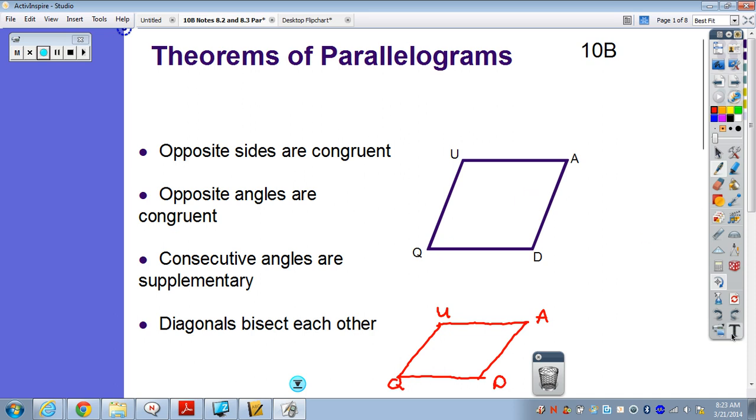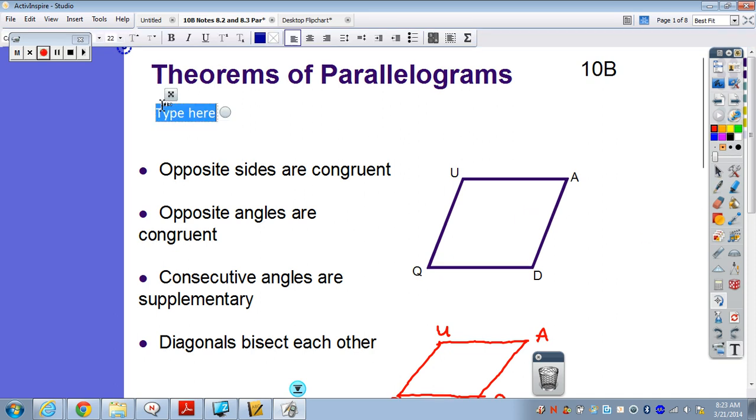So today we're going to talk about parallelograms. The first thing of parallelograms is we need to know the definition. So you should remember this from middle school, but the definition of a parallelogram is opposite sides are parallel. And let's actually add both pairs of opposite sides are parallel.